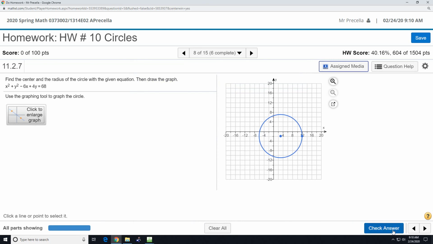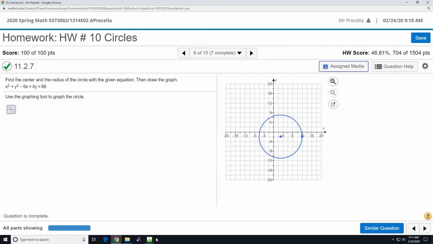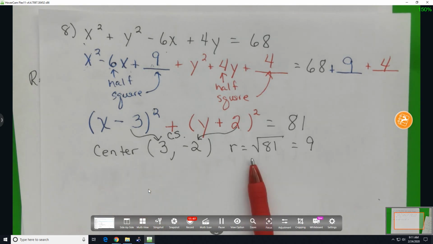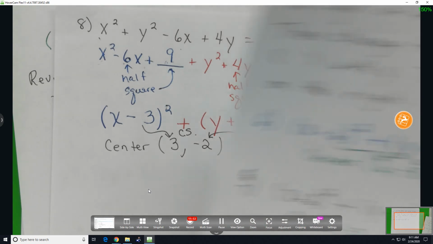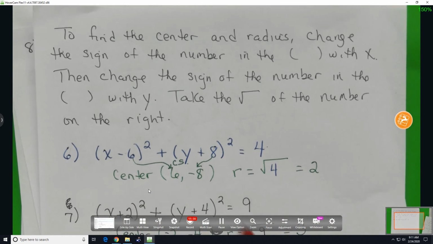Check it. So, observations. In order to graph a circle, you've got to know that center and radius. If the equation is written already with the parentheses, then that's easy. Change the sign, square root.